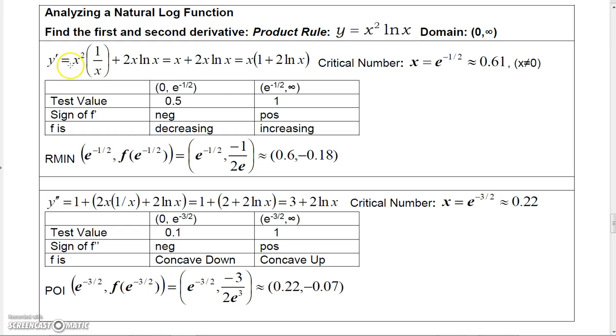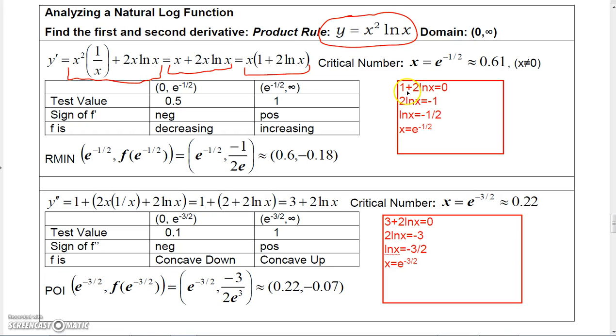Now we can analyze a log function, so let me take y equals x squared natural log of x, and let's find some derivatives. Okay, you can actually go through the product rule here and then simplify it to get to this step, and then you can factor an x out to get to this step. Well, if you set x equal to 0, you get 0, but 0 is not in the domain of this function. So we have to set 1 plus 2 natural log of x equal to 0 to get the critical number.